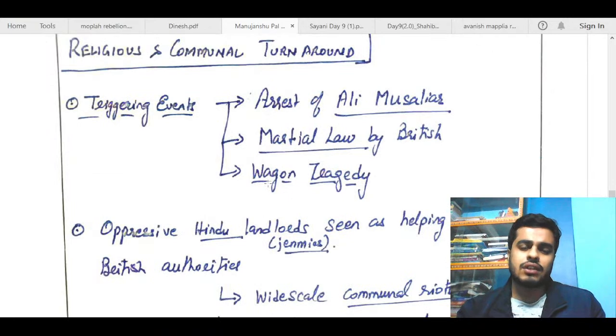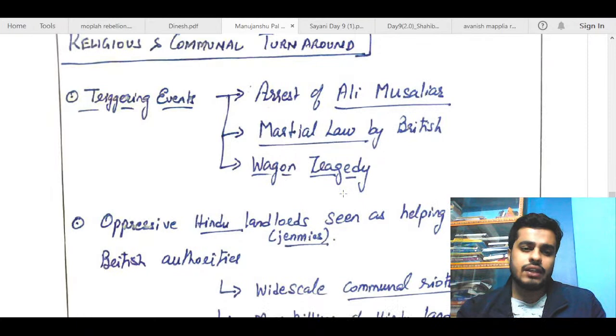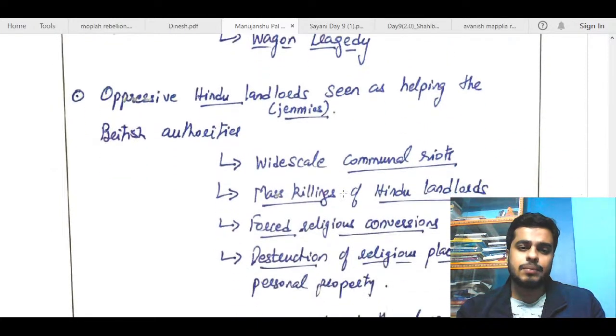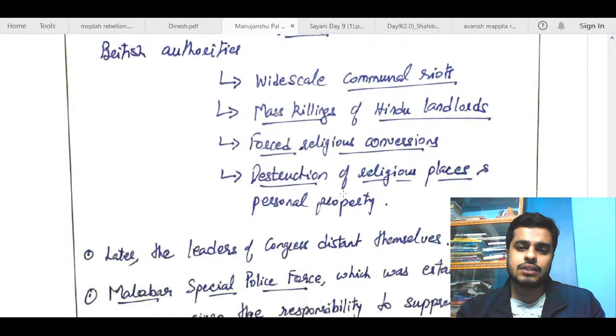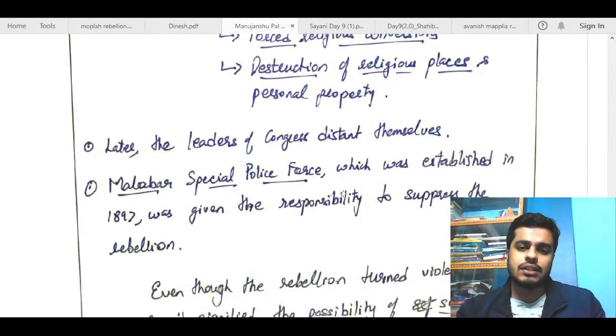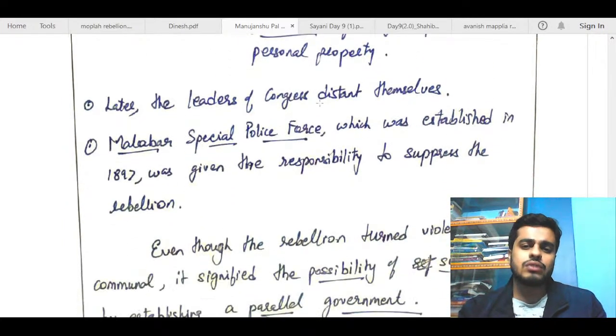Triggering events, the arrest of Ali Musaliar, is okay. Martial law by the British, the wagon tragedy is also fine. Oppressive Hindu landlords seen as helping the British authorities. Wide-scale communal riots, mass killings of Hindu landlords. Okay, later the leaders of Congress. So you have actually understood the point. Here you have mentioned that the leaders of Congress distanced themselves.